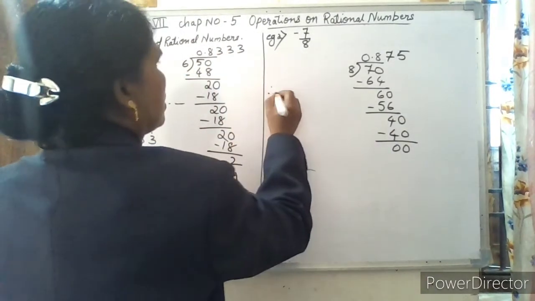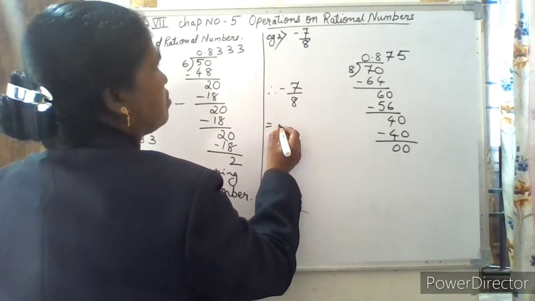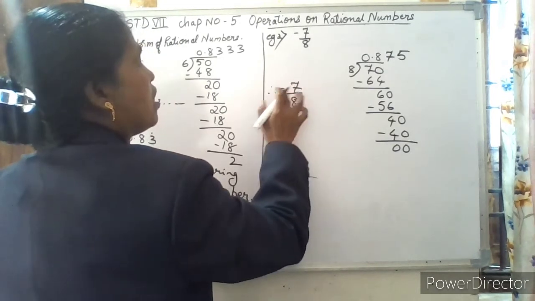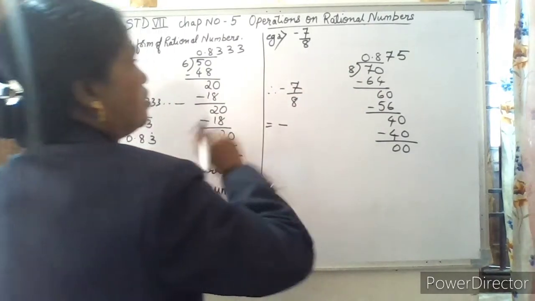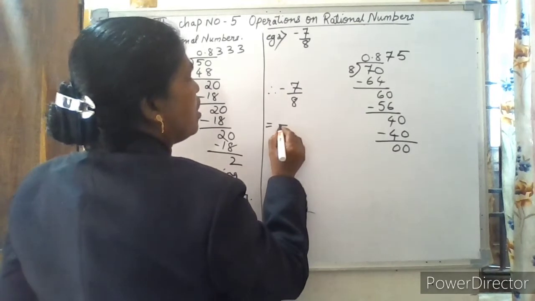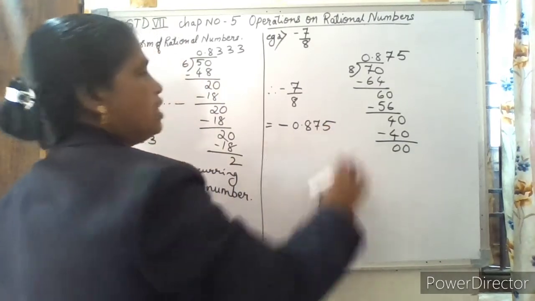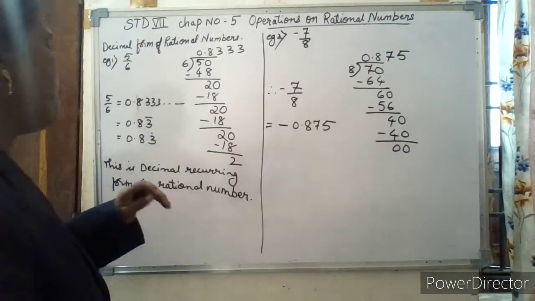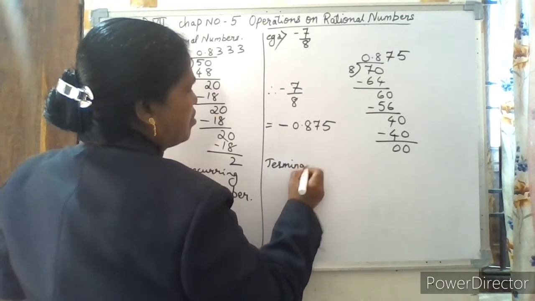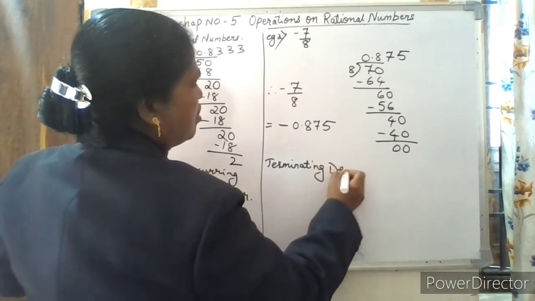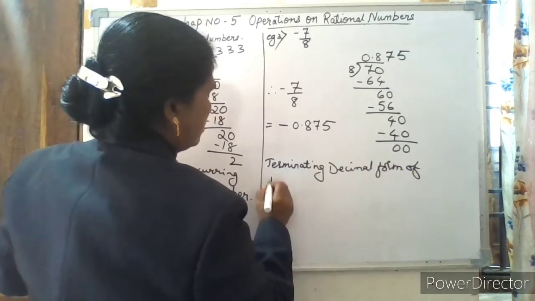So therefore here we can say that minus 7 by 8 is equal to, its decimal form is minus, because this is a negative rational number. So therefore the decimal form also will be negative. It's minus 0.875. It's a terminating decimal form, because we got remainder as 0. Terminating decimal form of rational number.